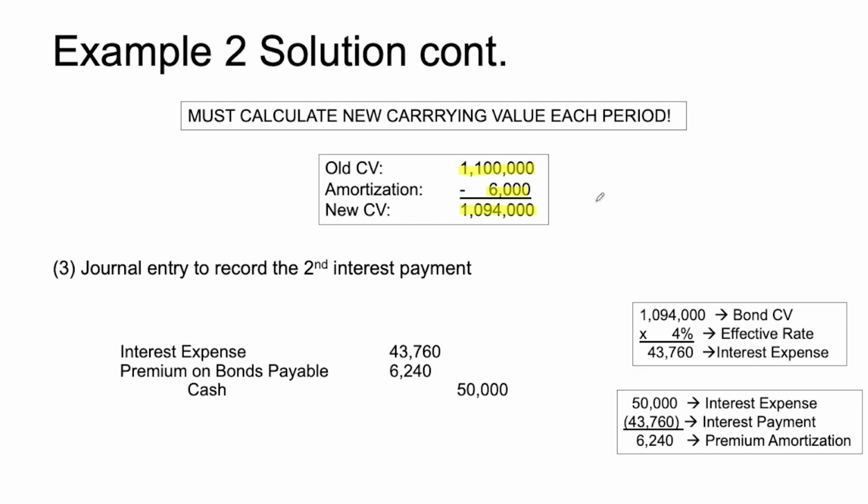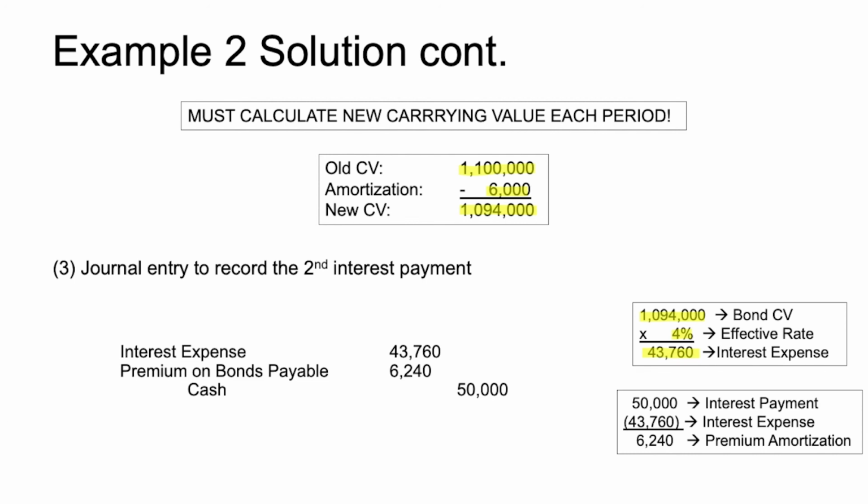So again, to record this second interest payment, it's just following those 3 simple steps. First, solving for our interest expense, taking the new bond carrying value of $1,094,000, multiplying it by the effective rate of 4% to get our interest expense of $43,760. Again, we already know our interest payment to be $50,000. The interest payment stays the same throughout the life of a bond.